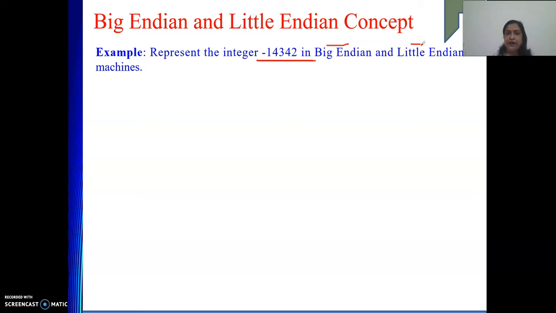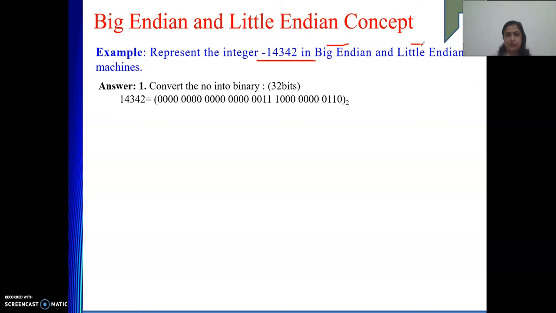We know our numbers are represented in 2's complement form. So first I will write the binary for 14342. This is positive 14342 using 32 bits because I am going to store an integer. If it is given that integers are 16 bit, you can go for 16 bits also. But here my assumption is my integer is 32 bits long.